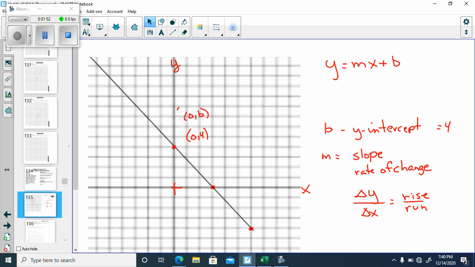And you know, if you go up on the y-axis, it's positive. If you go down, it's negative. Like a number line, if you go this way on the x-axis, it's positive. If you go this way on the x-axis, it's negative.